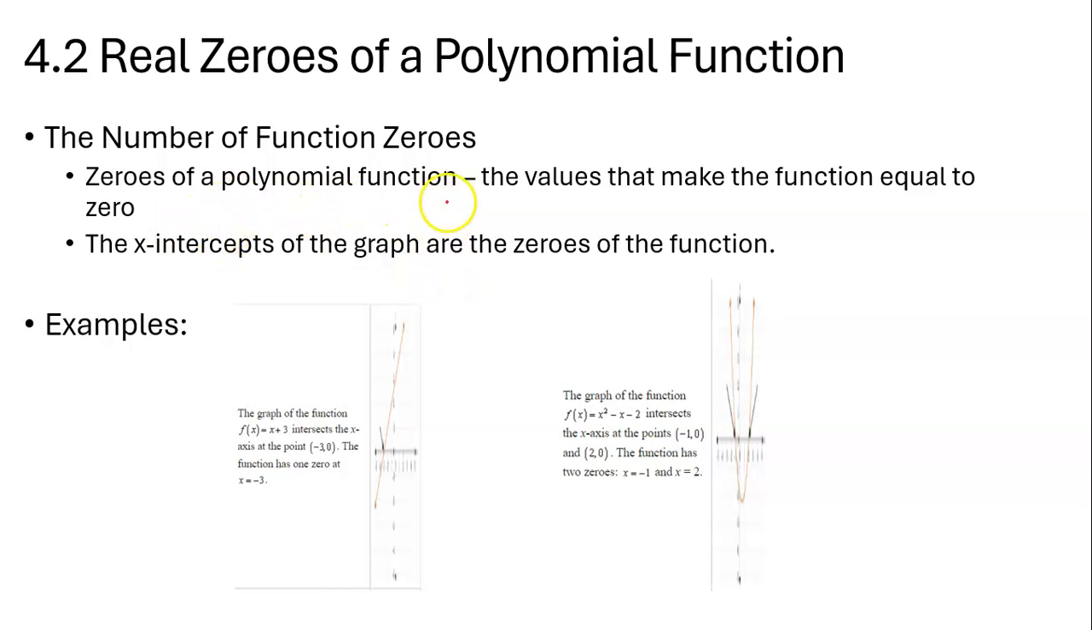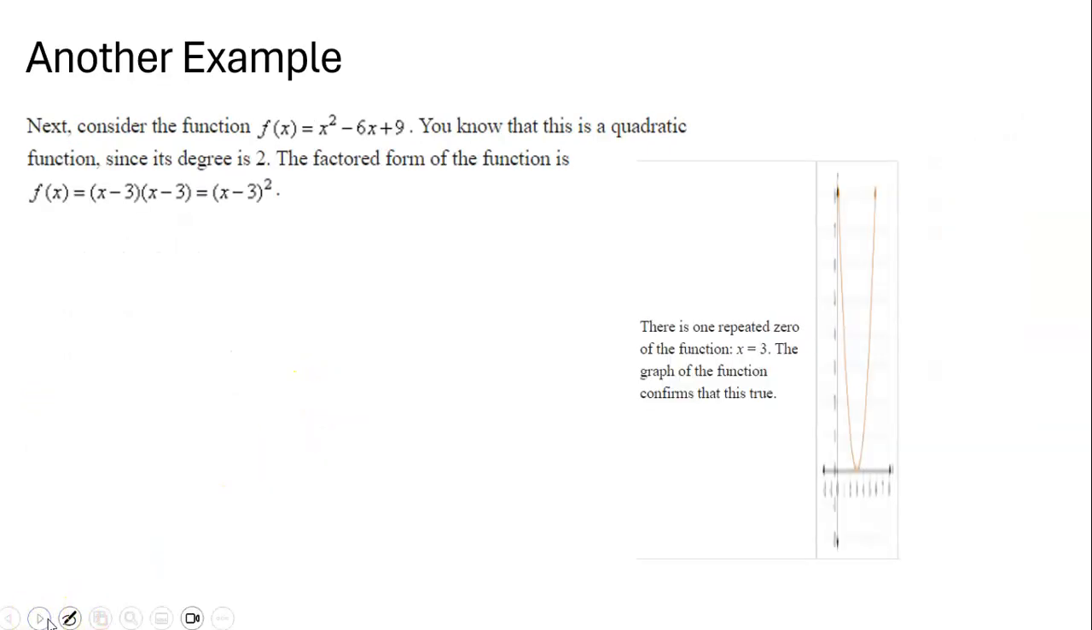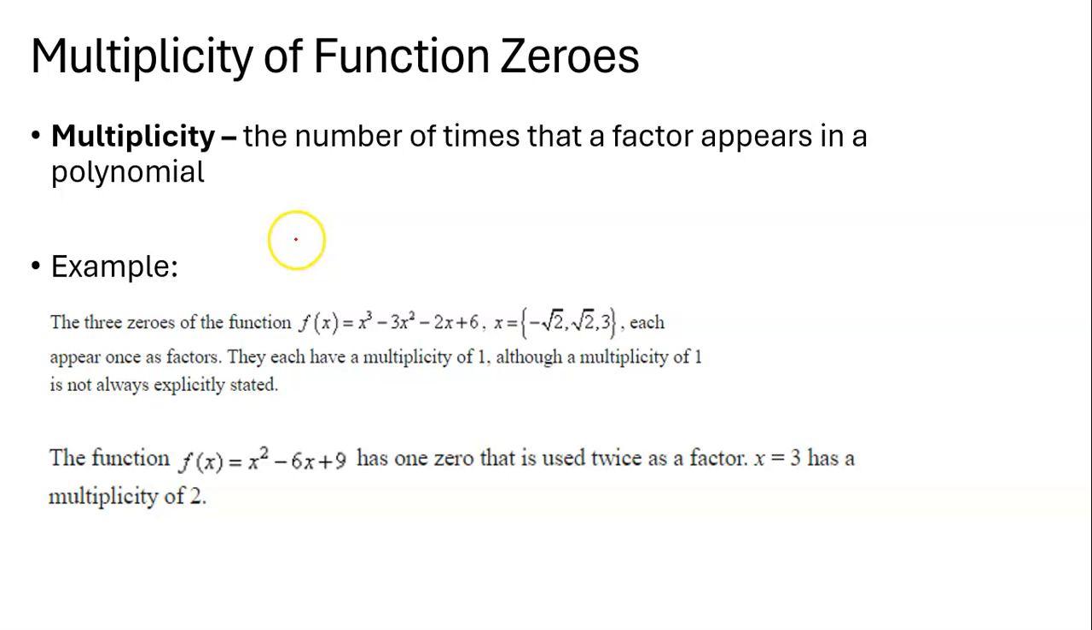So it talks about the zeros of a polynomial, make it zero. They're the x-intercepts, okay? This talks about how to find the roots. We're going to do some problems with that. So this has a quadratic, which has a degree of 2, and they factored it. Then it talks about multiplicity. So multiplicity is how many times a root is a zero, and we're going to talk about it. I'll show you. There's a way that you can figure it out, okay?